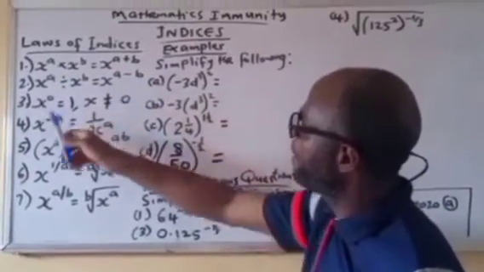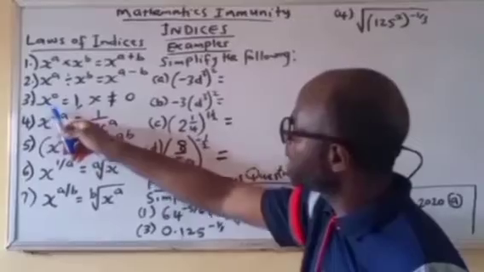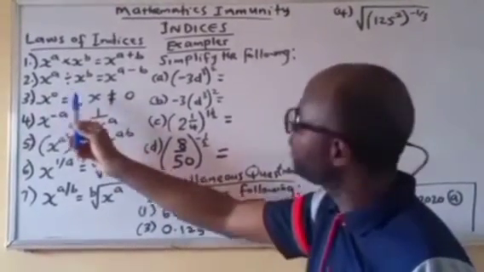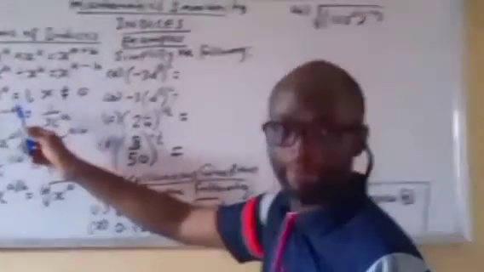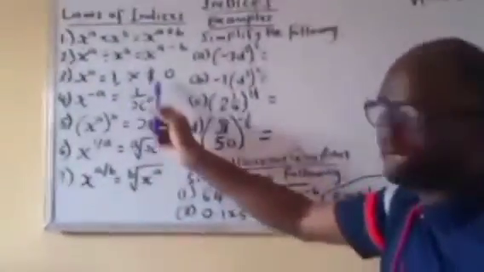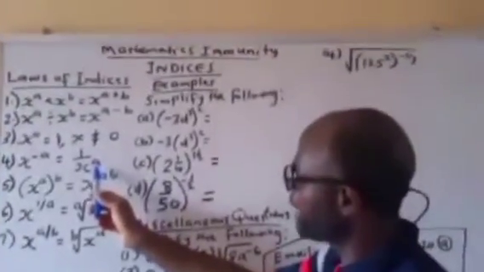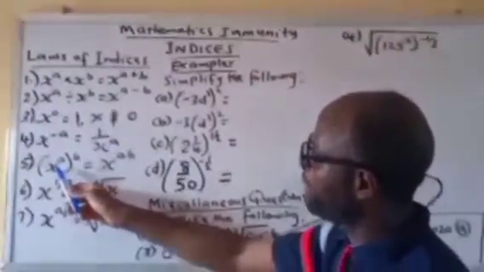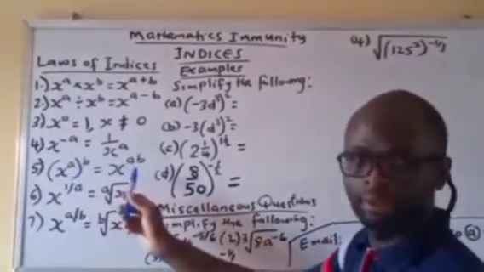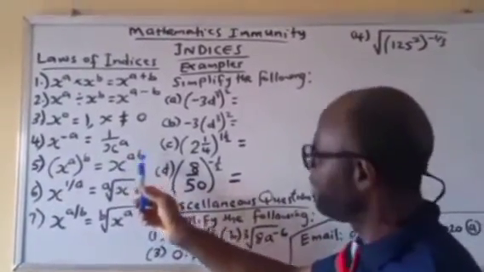Number three, any number raised by zero will give you one, except zero. Zero raised by zero will not give you one. It's indeterminate. And x to the negative power of a is 1 over x raised by plus a. And when you have an index like this, and have another power of b, you multiply. That's x raised by a times b.